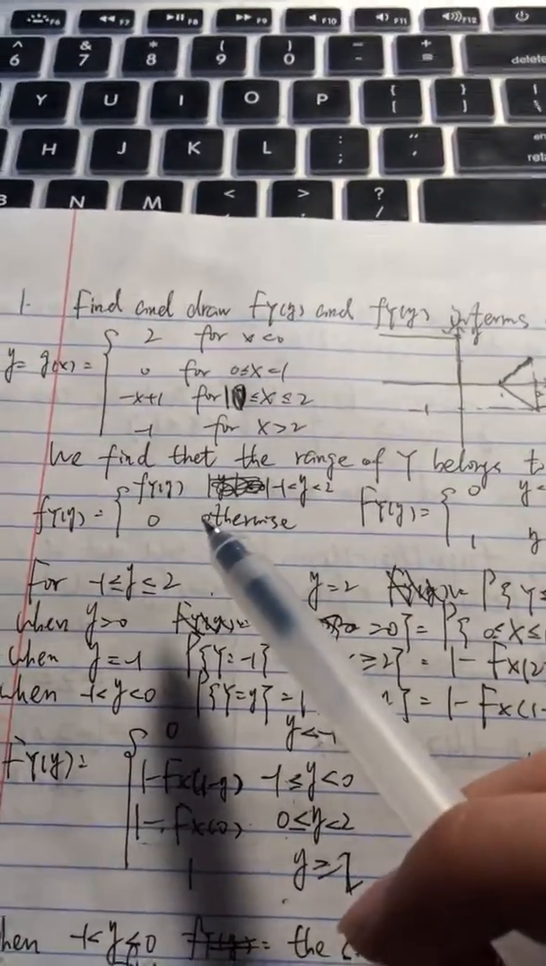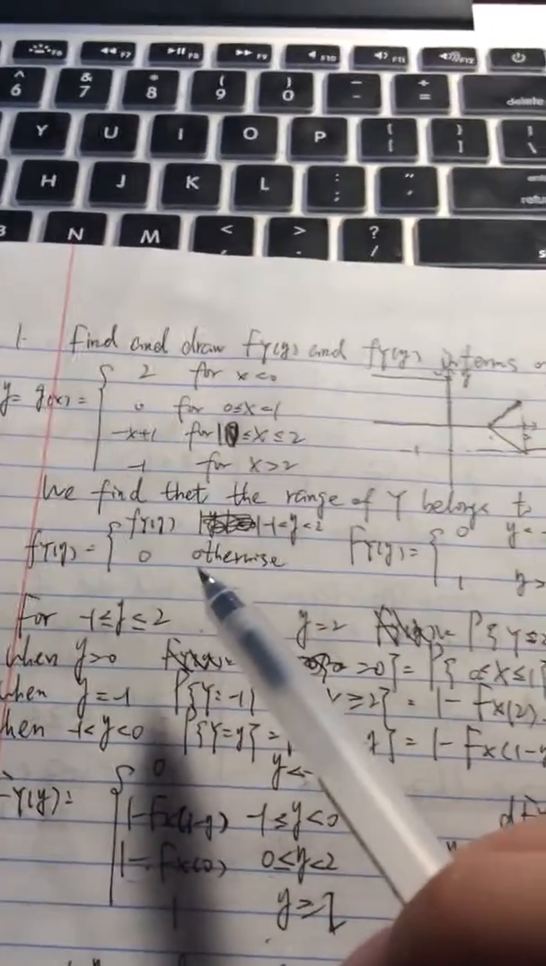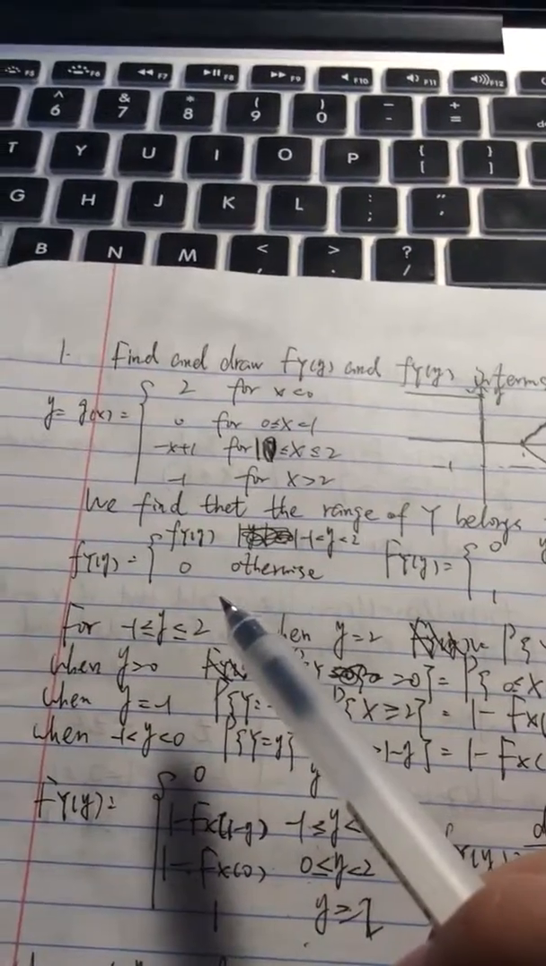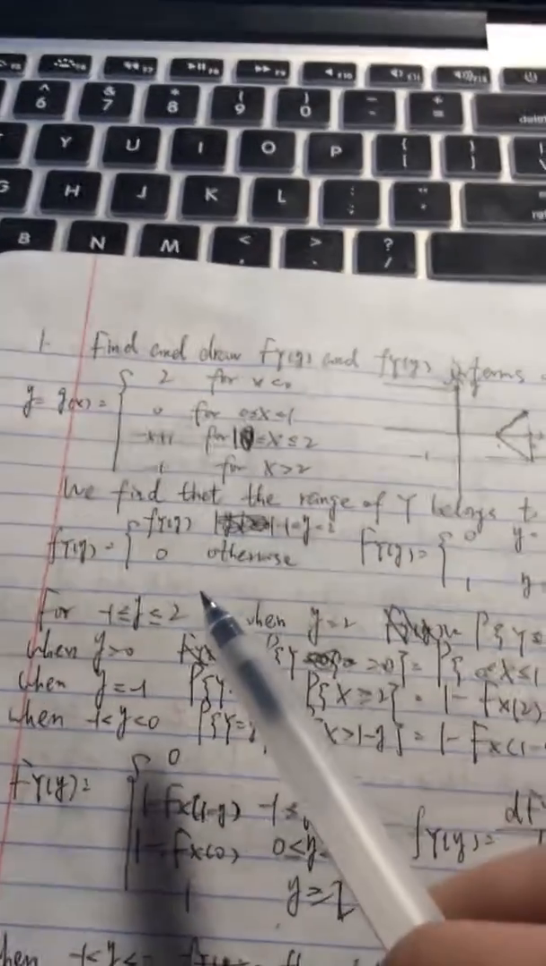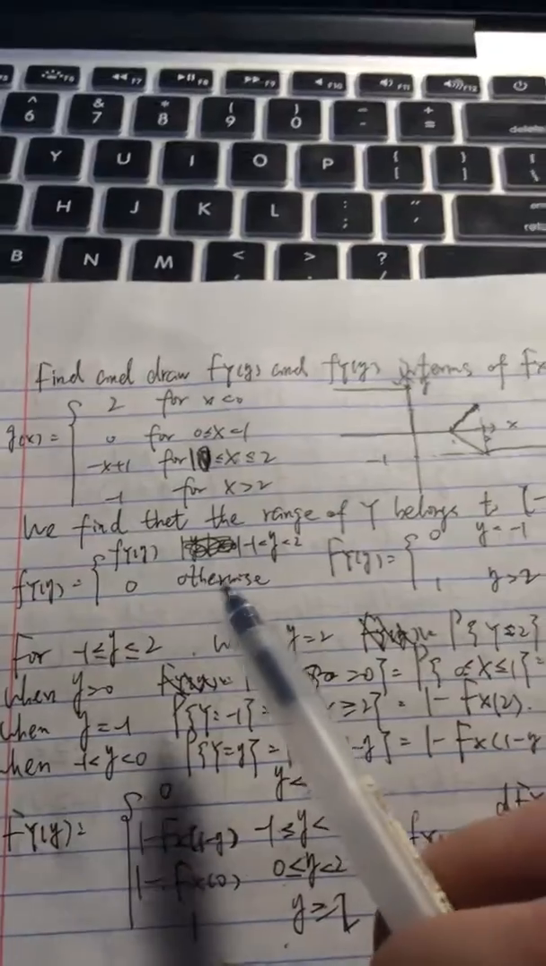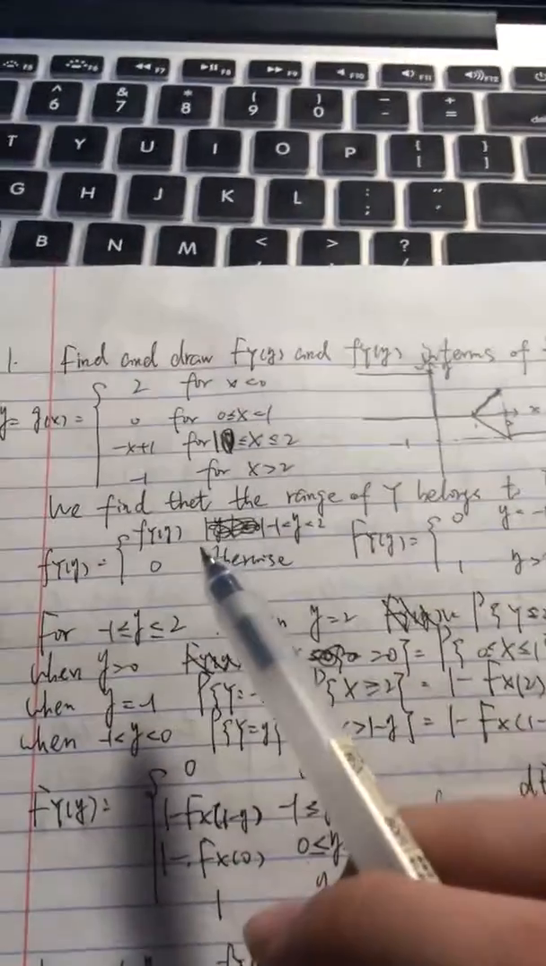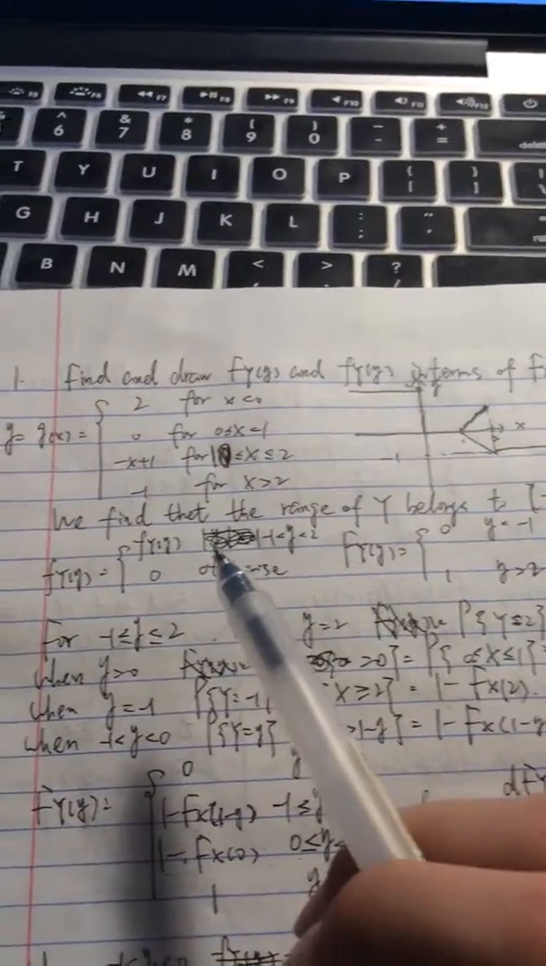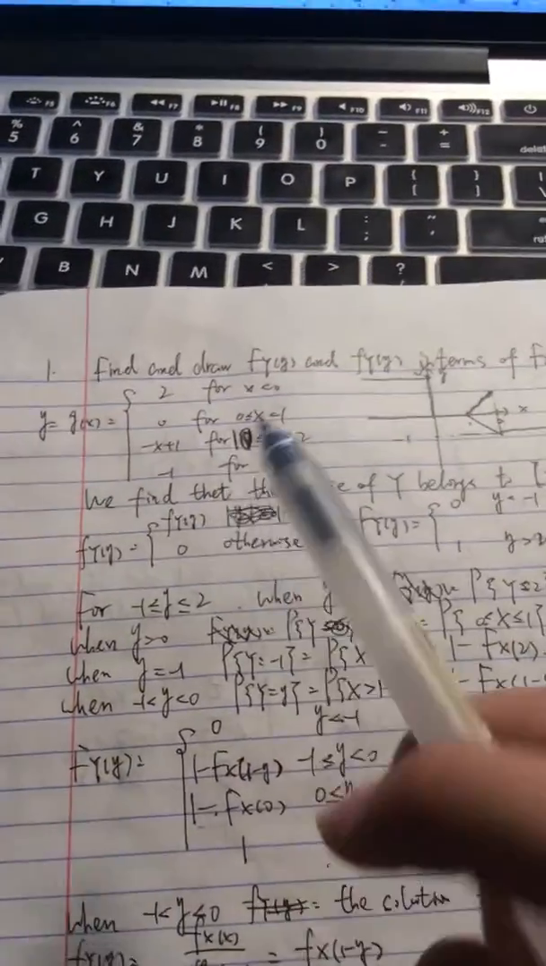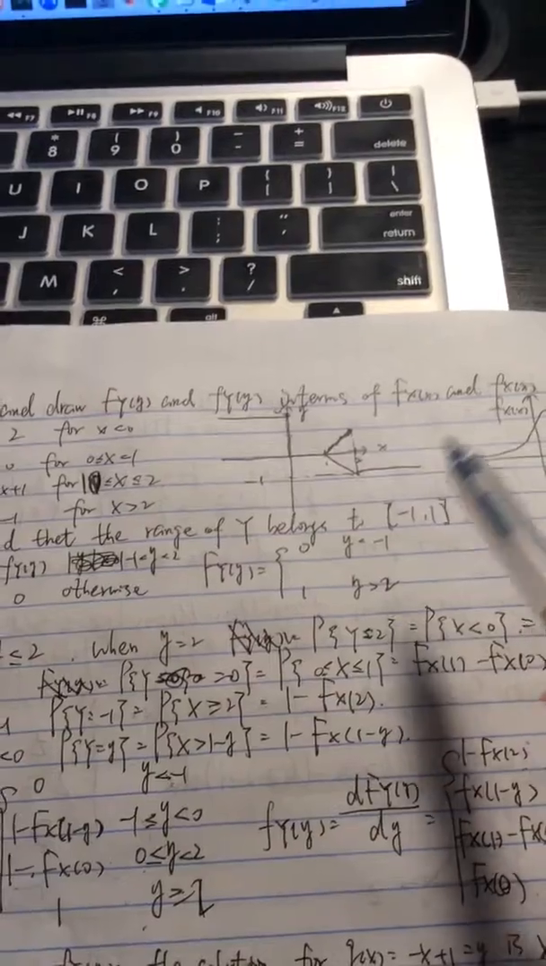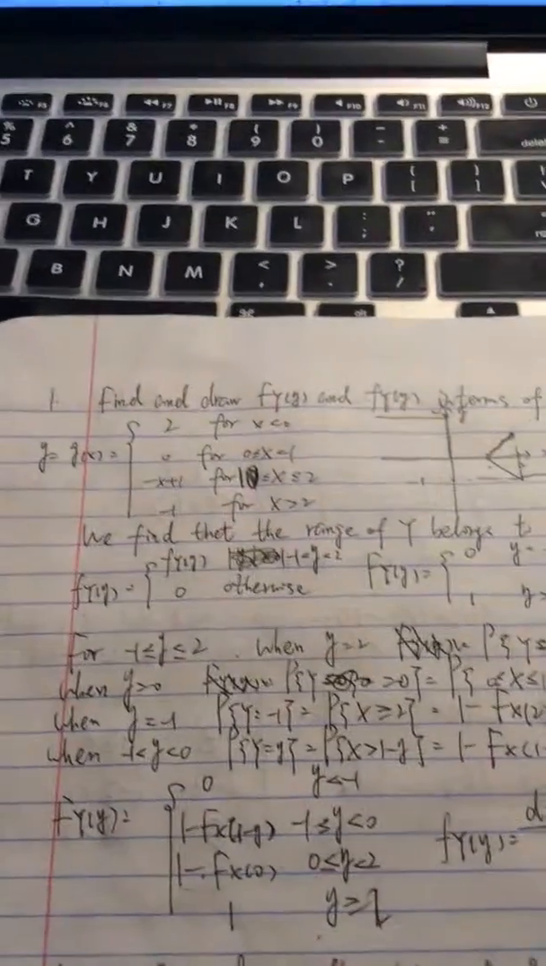The first question, we are given that y equals g(x), and we want to find and draw the CDF and the PDF of the random variable y in terms of the PDF and the CDF of x.